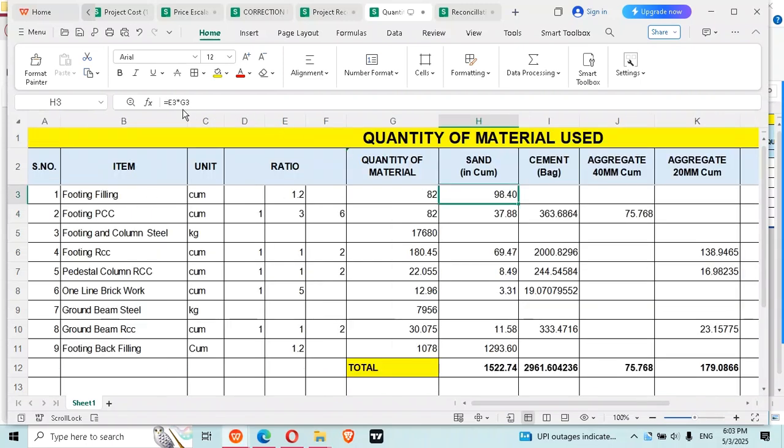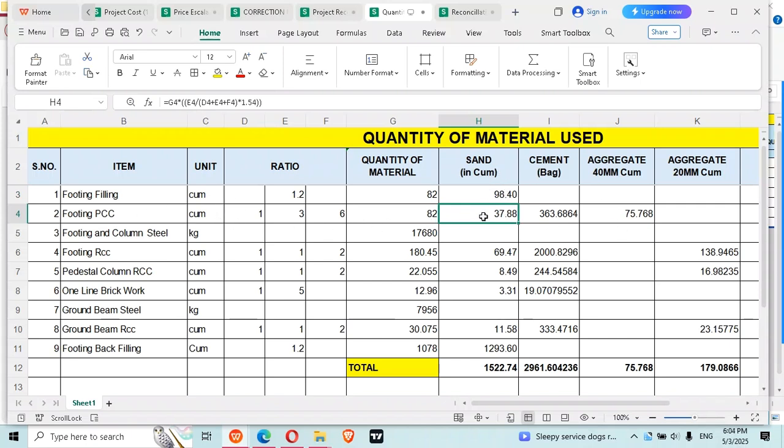I'm coming to the putting filling. What you should do, I'm clicking here. You should multiply 1.2 just by quantity of the material, and that's all. It is just putting filling and it is done. You will get this quantity. Then I'm coming to calculate the quantity of sand, cement and aggregate in putting RCC.